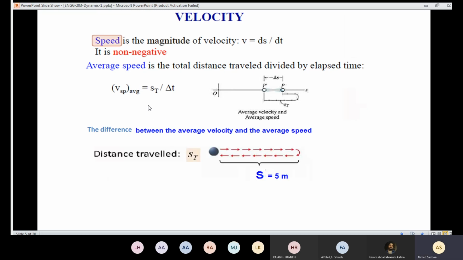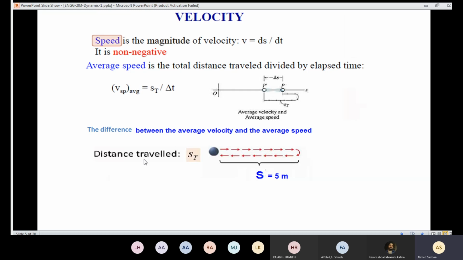And that is the difference between the average speed and the average velocity. Remember, we defined the average velocity in the beginning of this lecture, or in the previous slide. We said that the average velocity is delta S over delta T. Delta S is the displacement. And here we have the S_T, the total distance traveled.